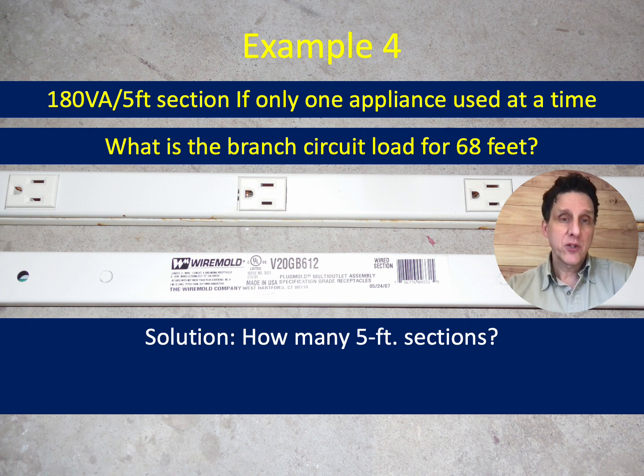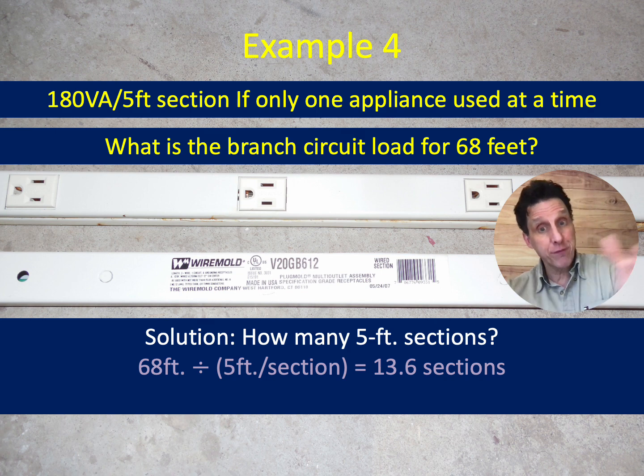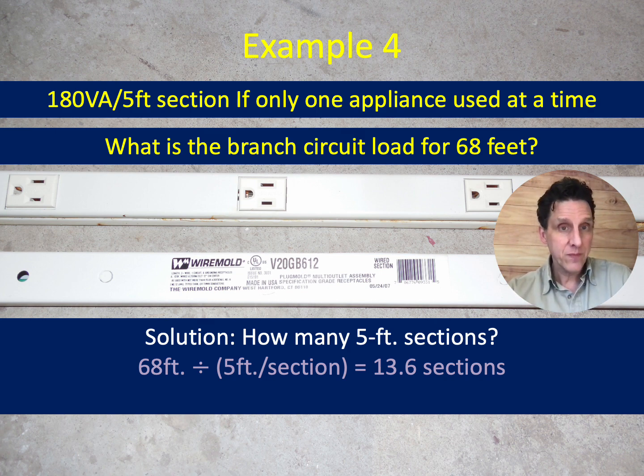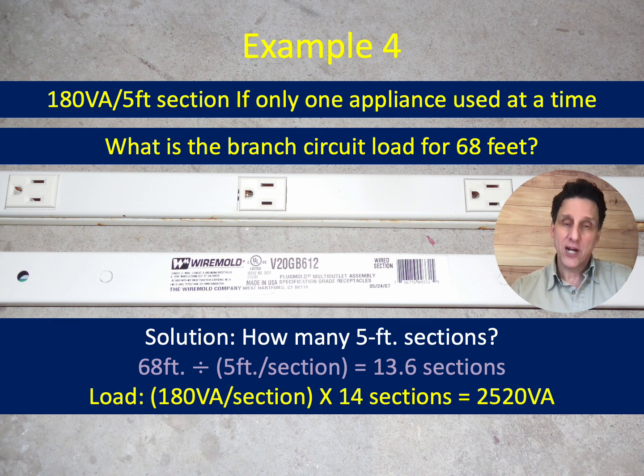So we have to divide the total length by 5 feet per section. 68 feet divided by 5 feet per section, that's 13.6 sections. And then the load is calculated at 180 volt amps per section. Well, we're going to say there's 14 sections because there's 13 sections and then a fraction of a section. Every fraction of a 5 foot section is calculated at 180 volt amps. So the math looks like this. 180 volt amps per section times 14 sections, essentially 2,520 volt amps. That's how that math works out. One more example.